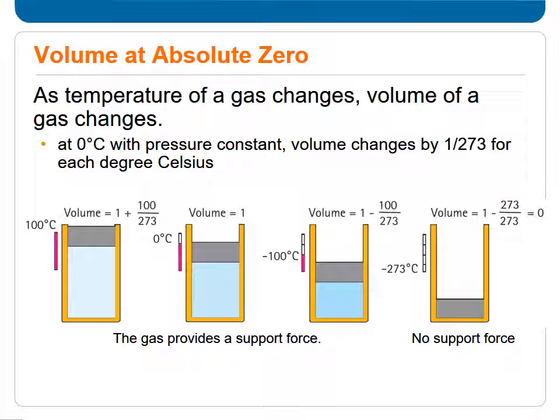As temperature of a gas changes, volume of a gas changes. At 0 degrees Celsius with pressure constant, volume changes by 1/273 for each degree Celsius. At absolute zero, the volume of a gas becomes zero. Since there is no motion of the gas, there can be no support forces.